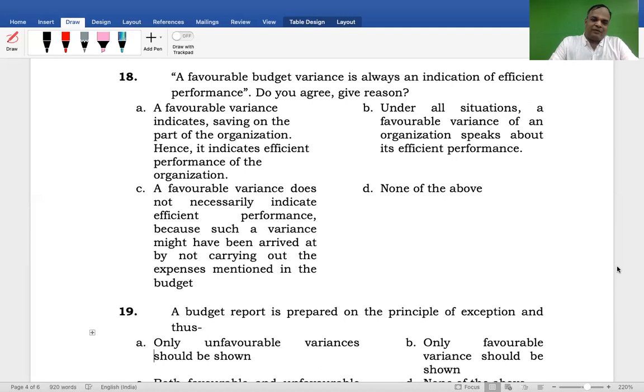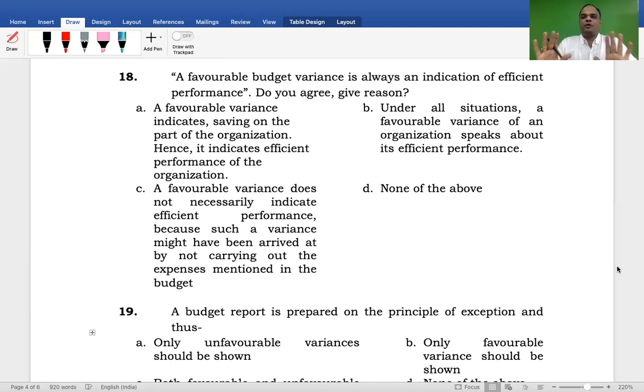C: a favorable variance does not necessarily indicate efficient performance because such a variance might have been arrived at by not carrying out the expenses mentioned in the budget. And D, none of the above. What would be the answer? Shall I read the answer again?